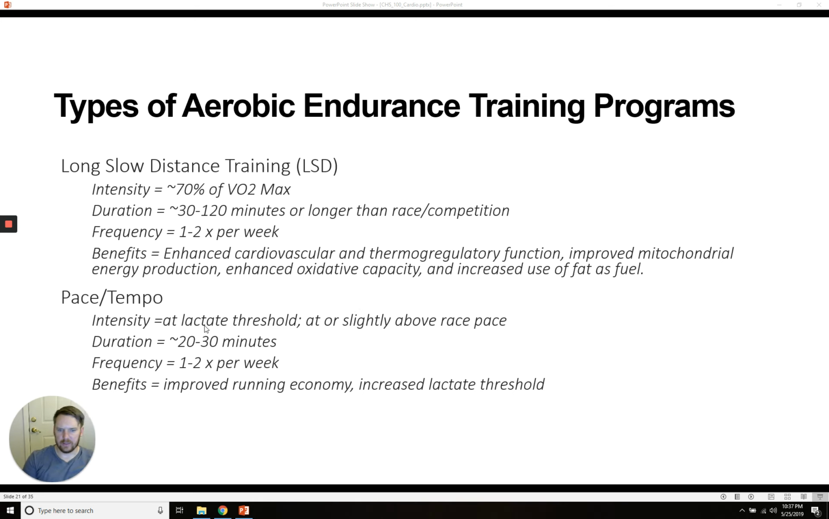Pace tempo training. This is a type of training that's done right around the lactate threshold, or slightly above race pace. Usually it's shorter duration, around 20 to 30 minutes, and you would do 1 to 2 per week. The benefits would be improved economy and improving the lactate threshold, because the runs are occurring right around the lactate threshold.